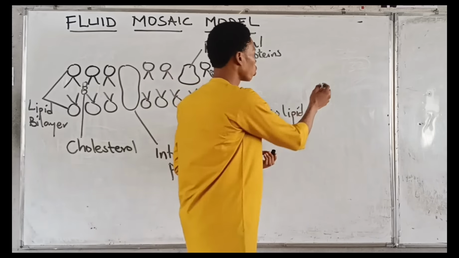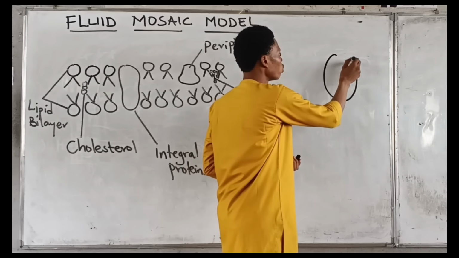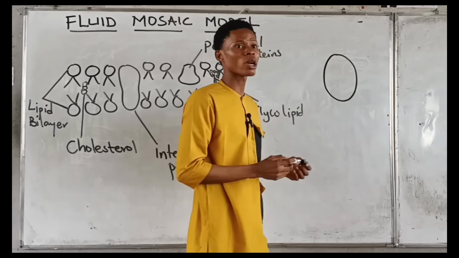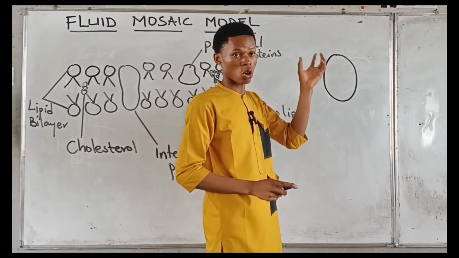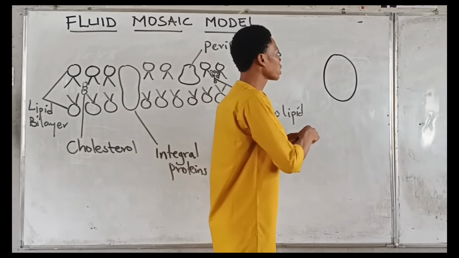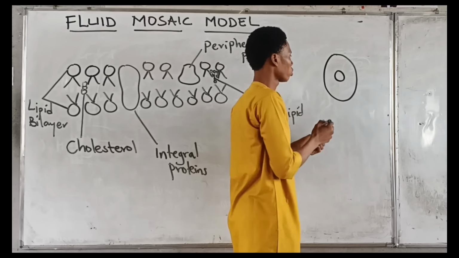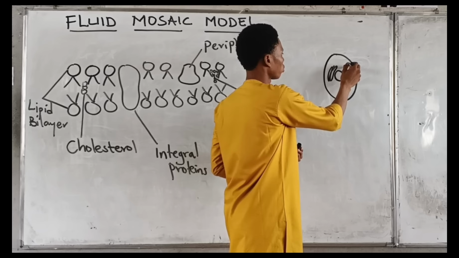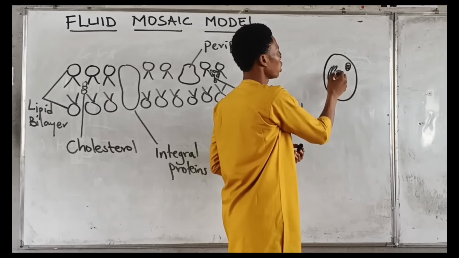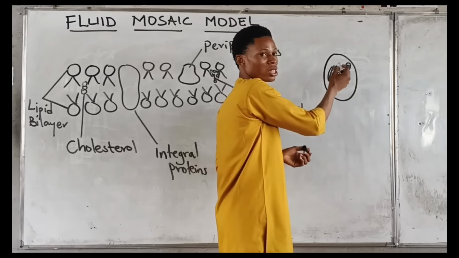Now, whether you are multicellular or unicellular, so long as you are a eukaryote, you have a membrane-bound nucleus and organelles, right? Now, let's say this is your cell, and this is a nucleus. And there is a fence here surrounding the cell.